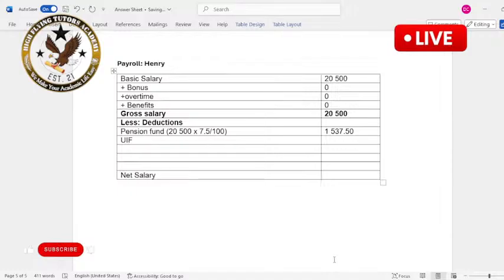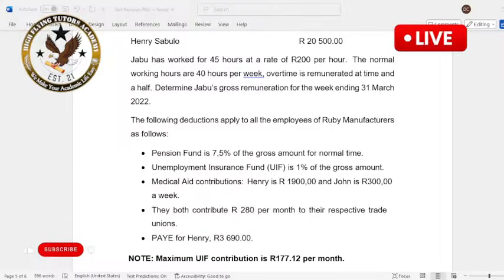So UIF, let's go back to the question quickly. They say maximum UIF contribution is 177.12 per month, right? And now I want us to calculate that for Henry. When we calculate that UIF, we need to bear in mind that if it's more than 177.12, we're going to take 177.12 because they say that is the maximum per month. I'm not going to take anything more than that. I hope you guys are with me.